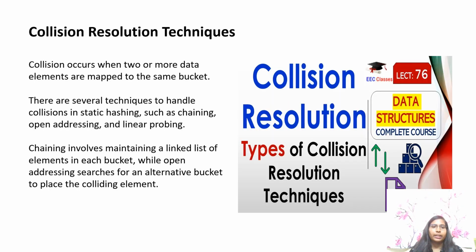Collision resolution techniques. Collision occurs when two or more data elements are mapped to the same bucket. There are several techniques to handle collisions in static hashing, such as chaining, open addressing, and linear probing. Chaining involves maintaining a linked list of elements in each bucket, while open addressing searches for an alternative bucket to place the colliding element.